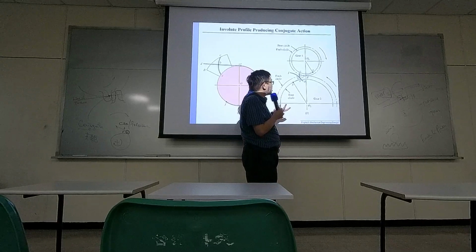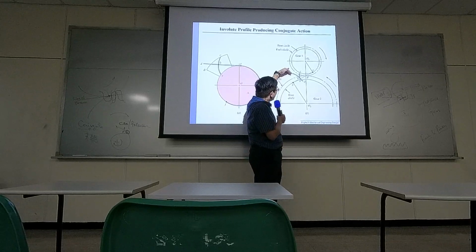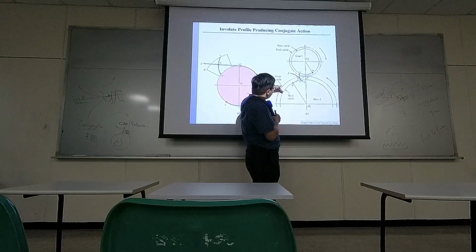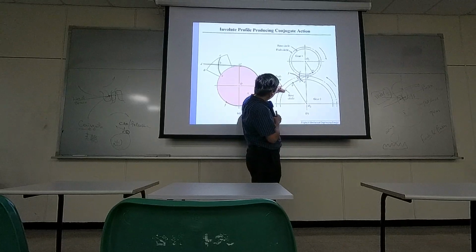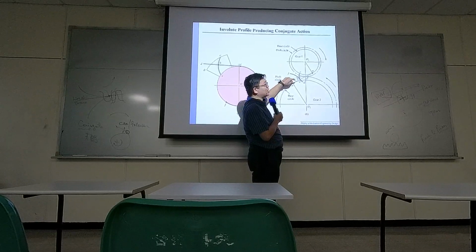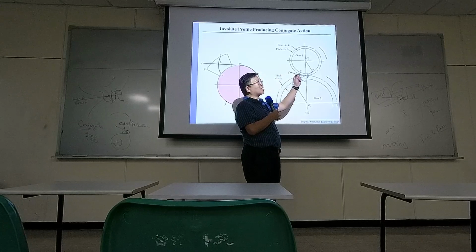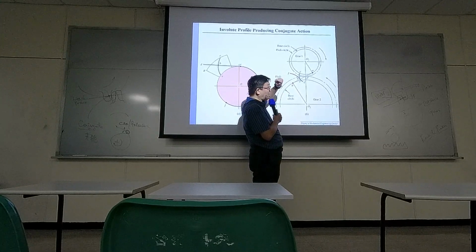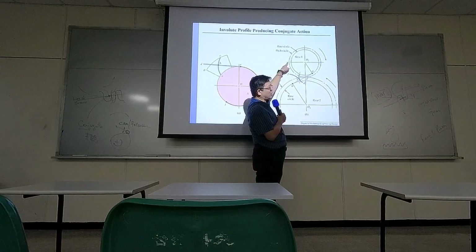So what does it mean physically? If you have a tooth profile coming from one position like here and start to move, this B point is the farthest point you can have contact with the tooth on the other side.